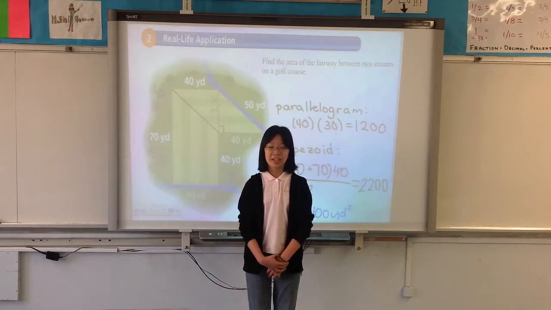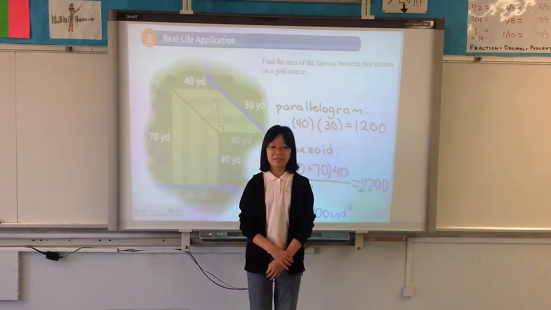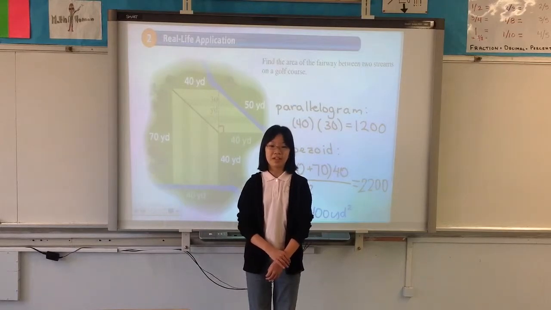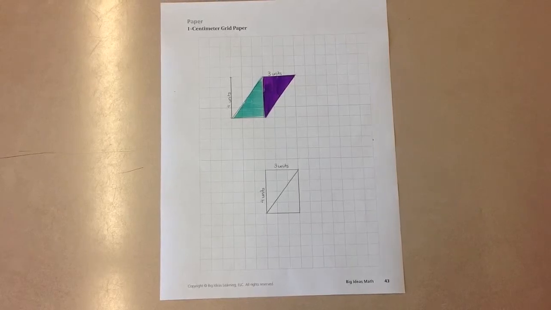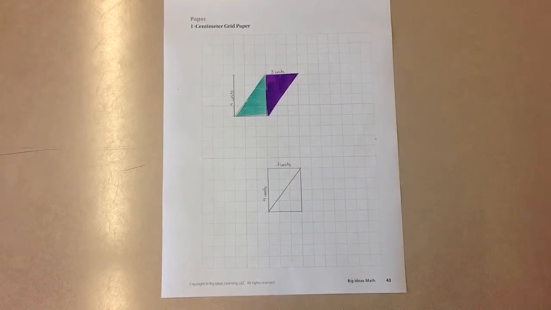My name is Jolino, and today I will discuss how to derive the formula of a trapezoid from the formula of the area of a parallelogram and a rectangle. So first I'd like to discuss the area formulas of both a parallelogram and a rectangle.